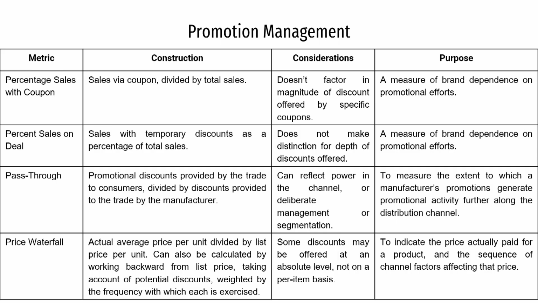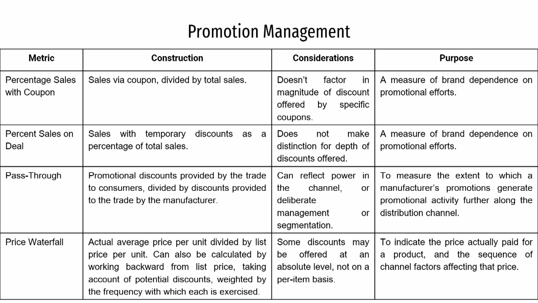We are left with some more metrics, we will quickly go through them. One metric is percentage sales with coupon. Basically, what is the total sales made, and what is the sales made with the coupon. Construction wise, it is sales via coupon divided by the total sales. It does not factor in the magnitude of the discount offered by the specific coupons. Basically, it does not take care of the contribution margin, rather it concentrates on the revenue part only. The purpose is that it is considered a measure of brand dependence on promotional events, promotional efforts.